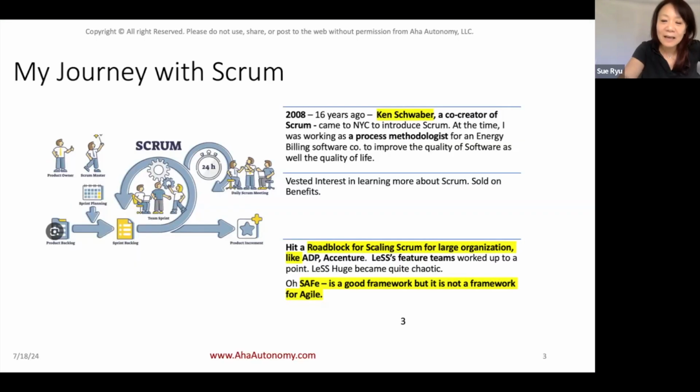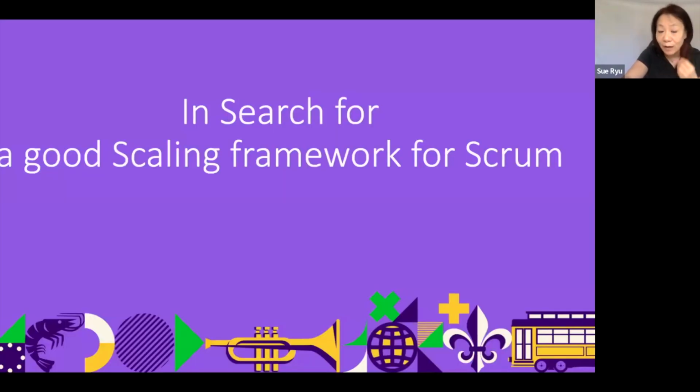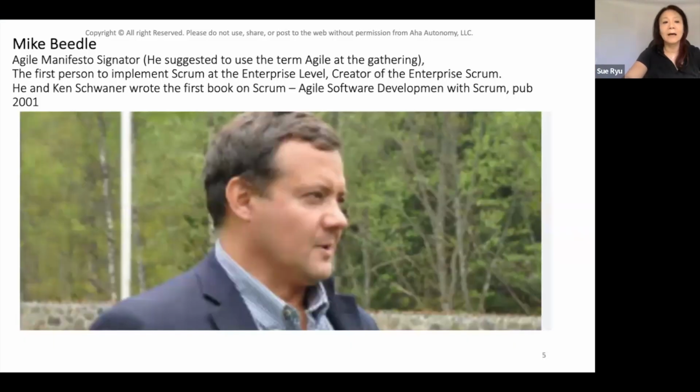So anyway, I was in search of, well, SAFe. We will talk about SAFe later on. I believe SAFe is a very good framework. It's just that I don't think it's the right framework for bringing agility to an organization, as you will see, through using subsumption architecture. So I was in search of a very good scaling framework for Scrum, and that's when I met Mike Beedle.